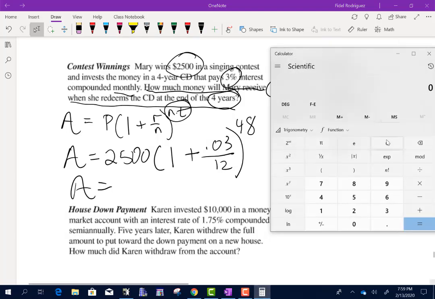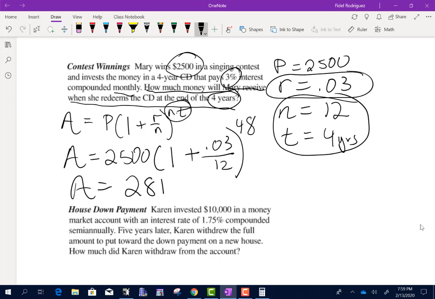So let me grab my calculator right here. Let's clear it out. 2,500 times, parentheses, 1 plus 0.03 divided by 12. Close my parentheses. Raise it to my power of 48. It equals, and there we go. We have more money. So not a whole lot more money, but we got more money. $2,818.32. That's how much Mary's going to have at the end of those 4 years.